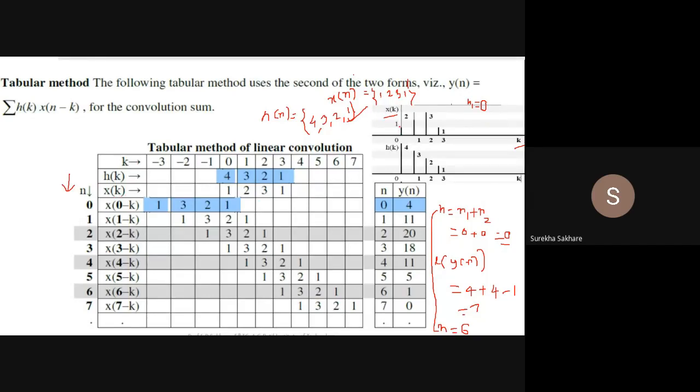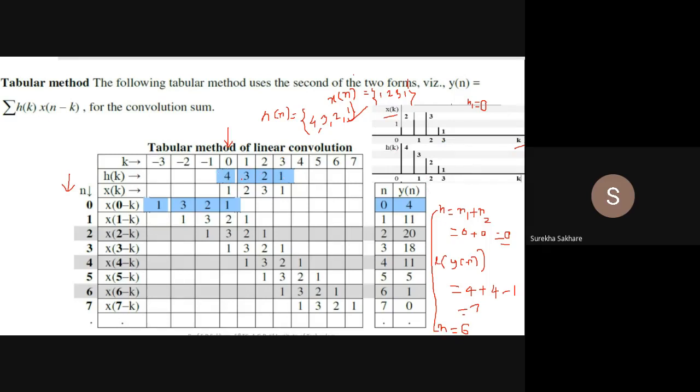How about x of k? How much is x of k? 1, 2, 3, 1. So this is 1, 2, 3, 1. Where is it? Again starting from 0. This is the starting point. We'll mark it here. So 1, 2, 3, 1. So these samples are ready. Step 1 was to convert x of n to x of k, and h of n to h of k. That is graphically there, but now I have to simply put them in the table.